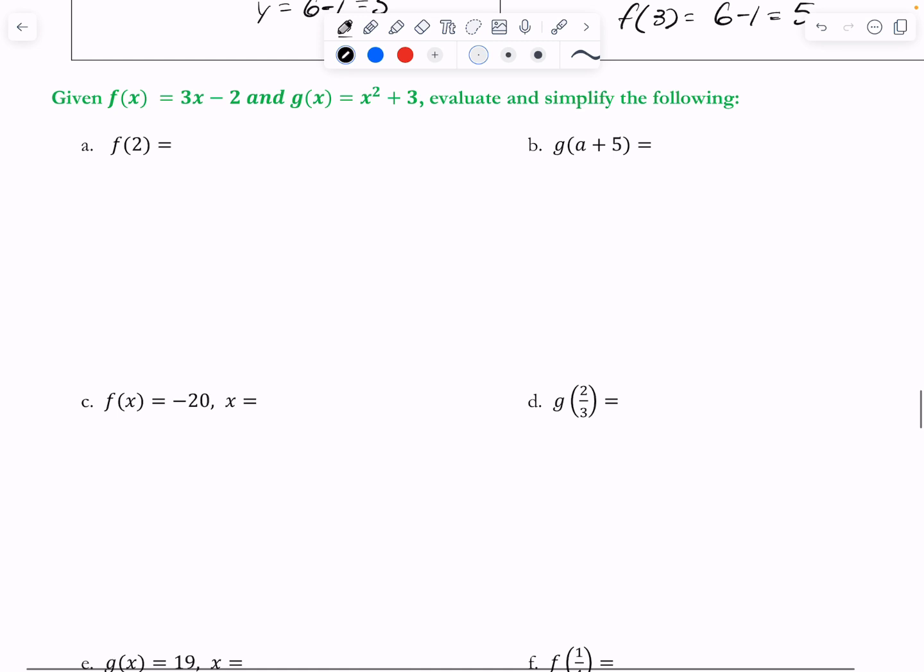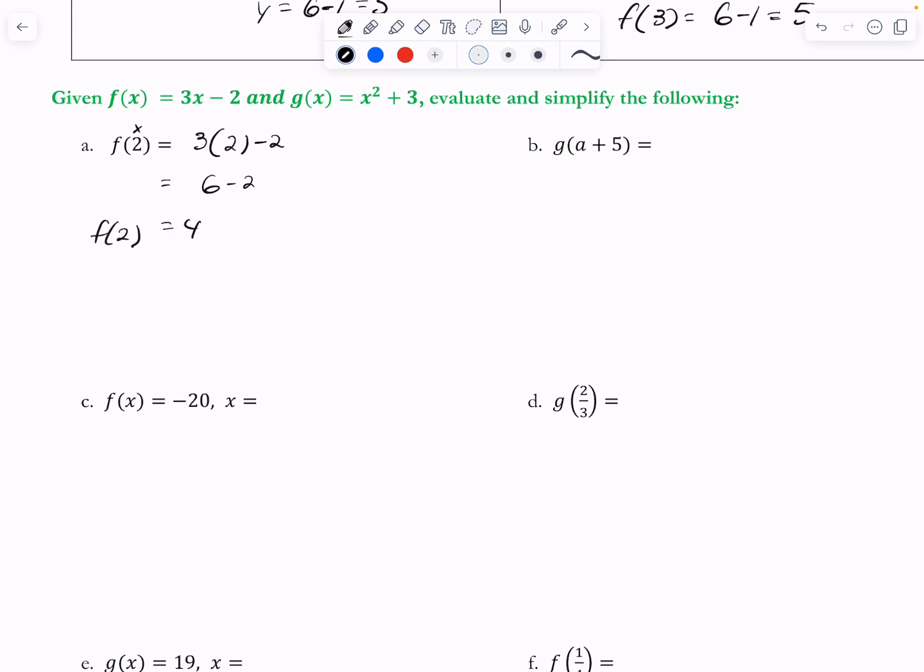All right, so let's look at doing some of these together with some evaluating with function notation. The first one is very similar to what we just had. It's f of 2. So I'm going to replace the x with that value of 2. This is replacing x. And doing my algebra, I get 6 minus 2, which is 4. So f of 2 equals 4.